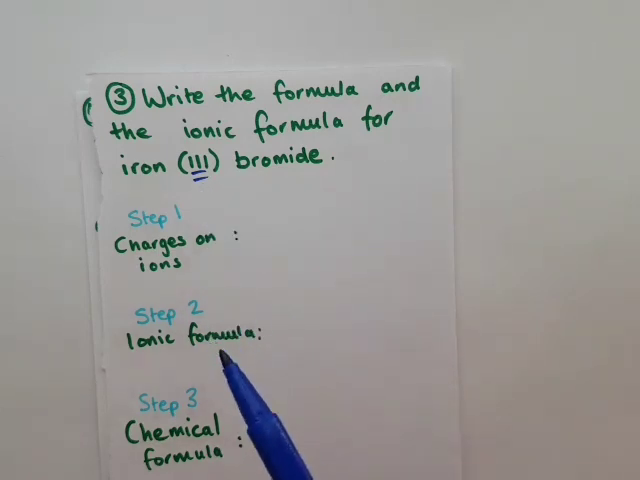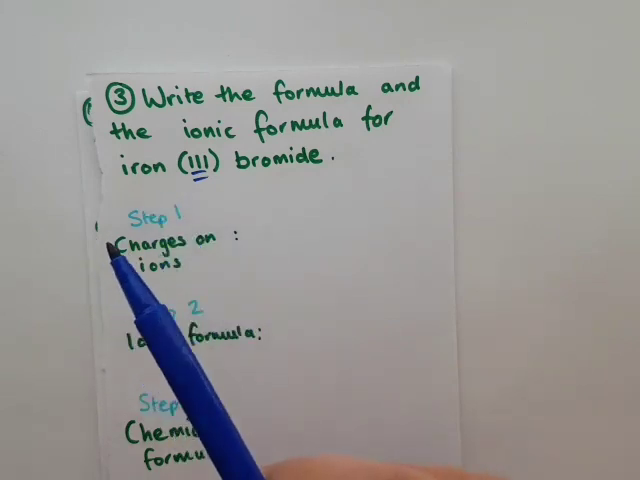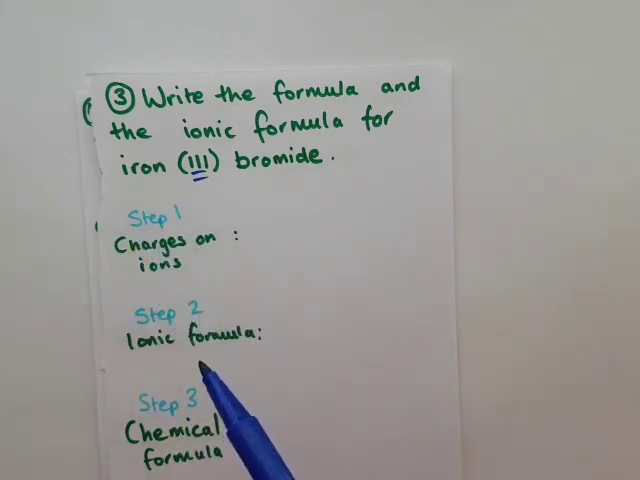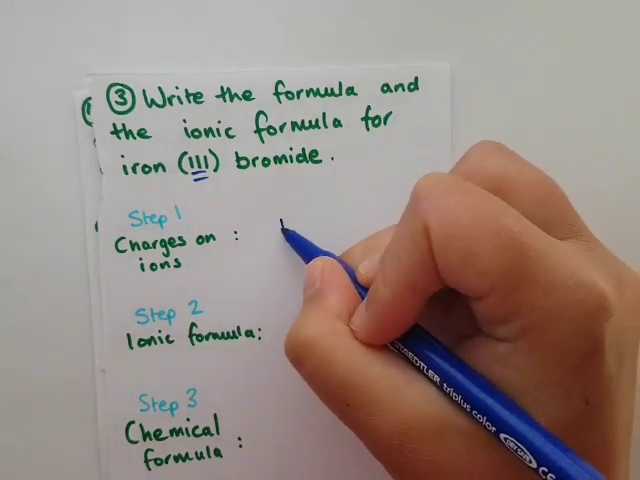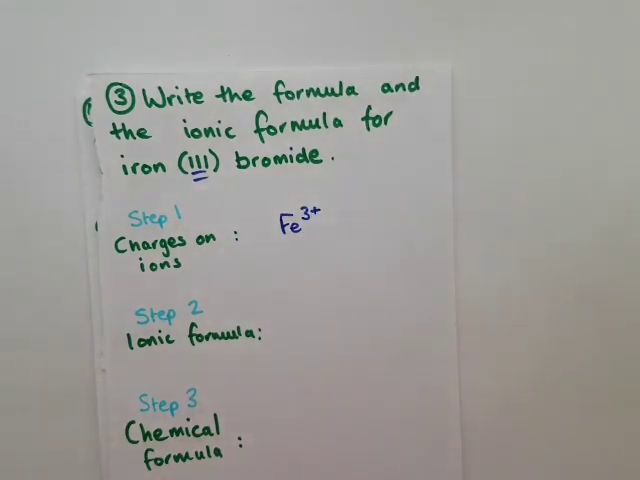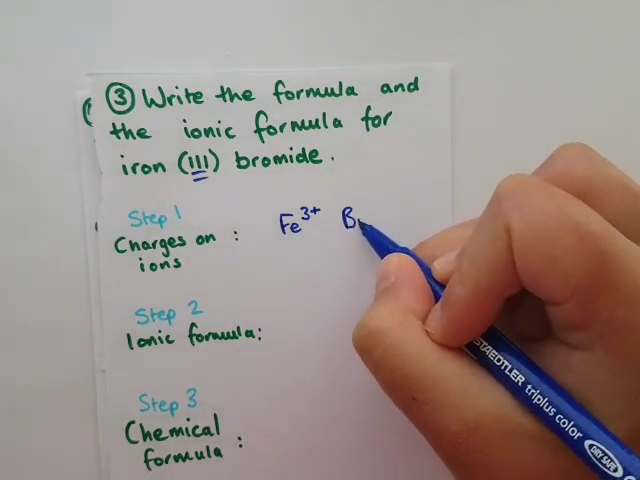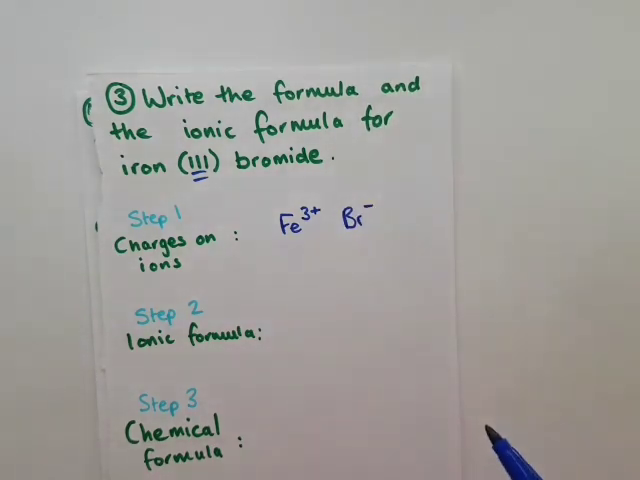We're given a number in Roman numerals because this is a transition metal. Iron is a transition metal, and therefore we can't tell the charge just by looking at the periodic table. The number in Roman numerals gives the charge, that's 3, so the charge on iron is 3+, so we've got Fe3+. The charge on bromide is 1- because it's in group 7, so for that one you can find out the charge just by looking at the periodic table.